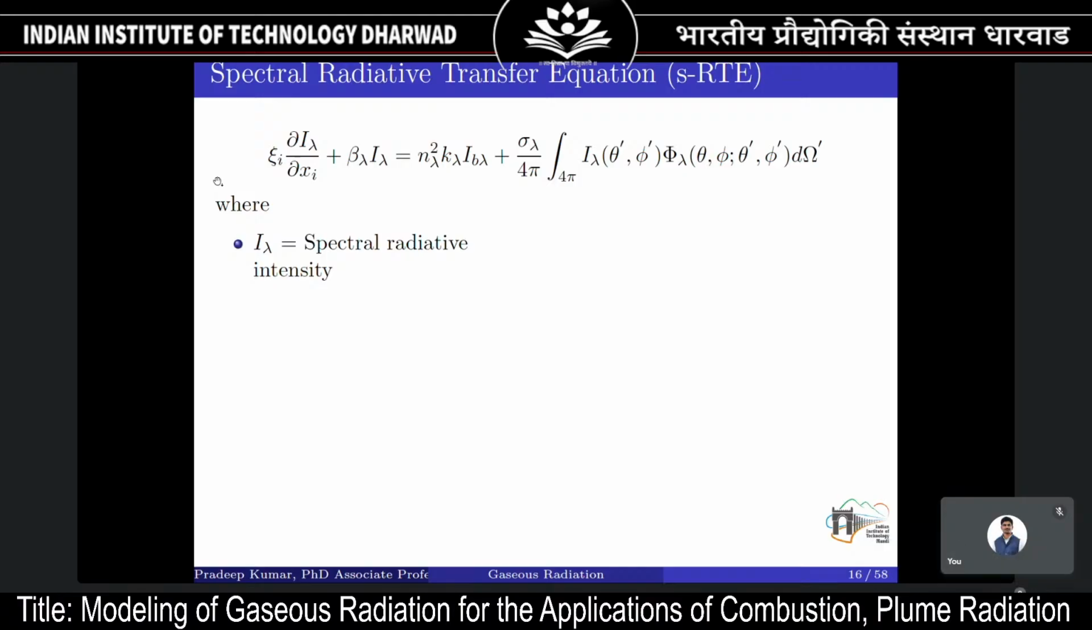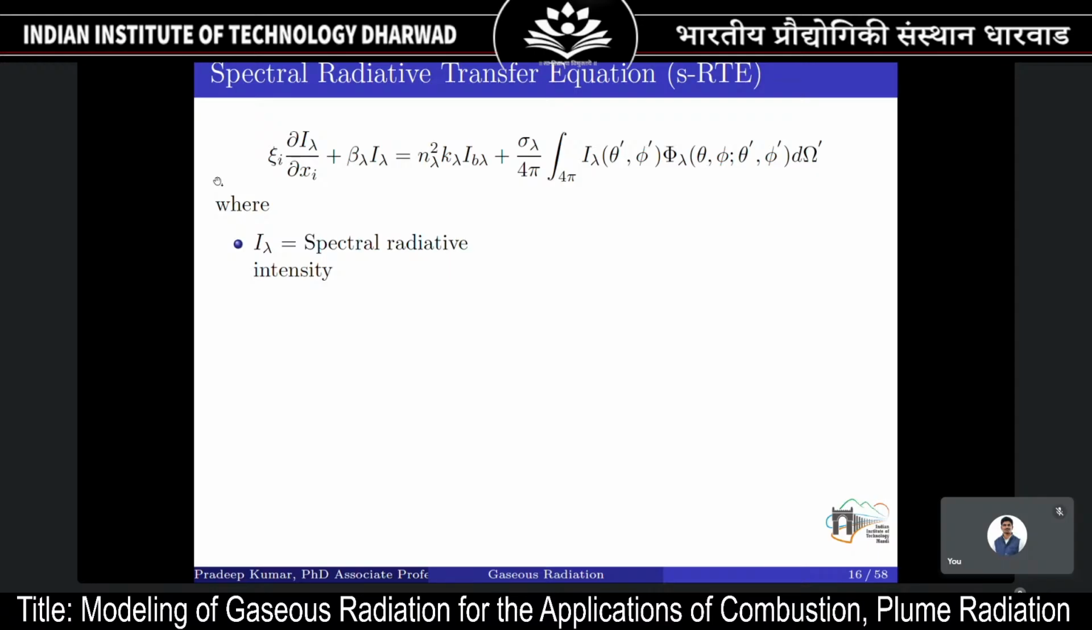If we consider all these phenomena and try to develop an equation out of them, we come across an integro-differential equation, where the dependent variable is the spectral radiative intensity. This is the spectral radiative transfer equation. Look at this equation we have developed for a single direction and single wavelength. There are multiple directions and a long range of wavelengths, so this is only for the transfer of radiation energy in one direction and for one wavelength.